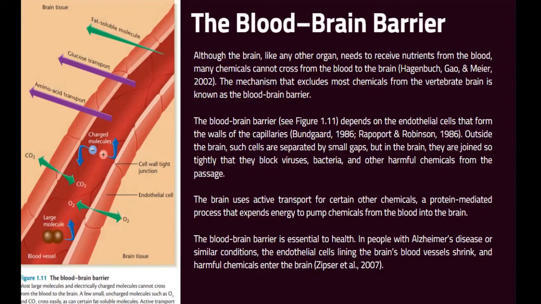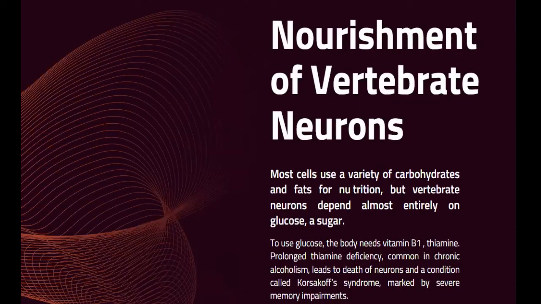Chemicals that are actively transported into the brain include glucose, which is the brain's main fuel, amino acids, the building blocks of proteins, purines, choline, a few vitamins, and iron. Insulin and probably certain other hormones also cross the blood-brain barrier, at least in small amounts. So neurons rely heavily on glucose, the only nutrient that crosses the blood-brain barrier in large quantities. They need thiamine, which is vitamin B1, to use glucose.